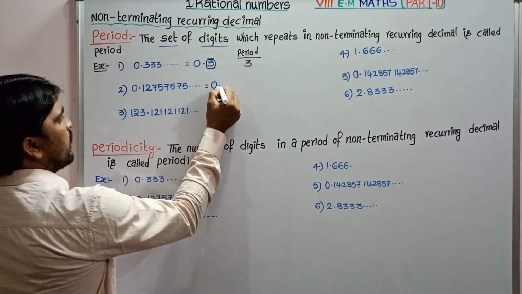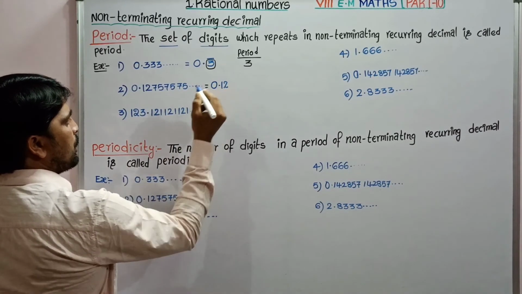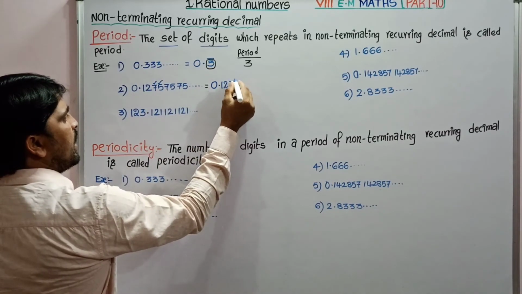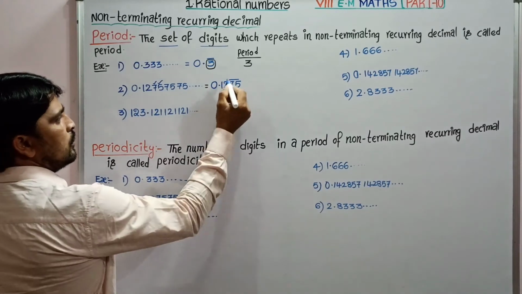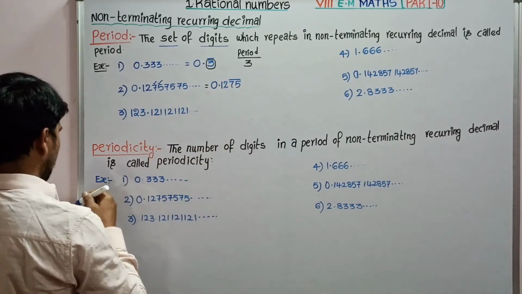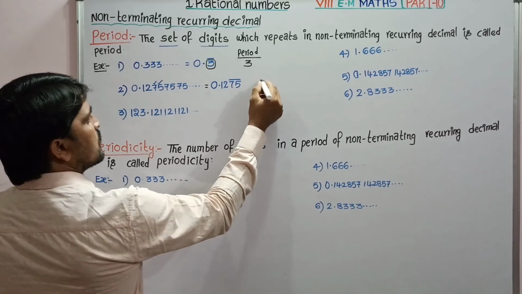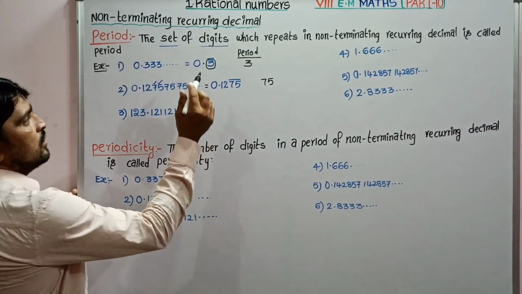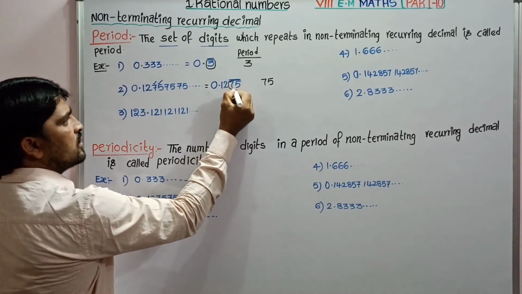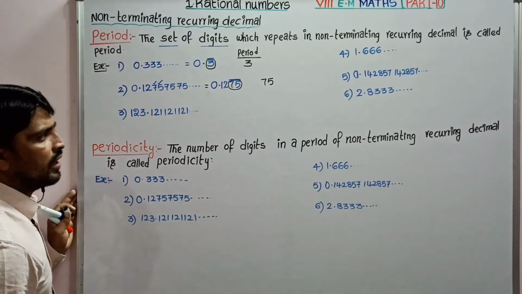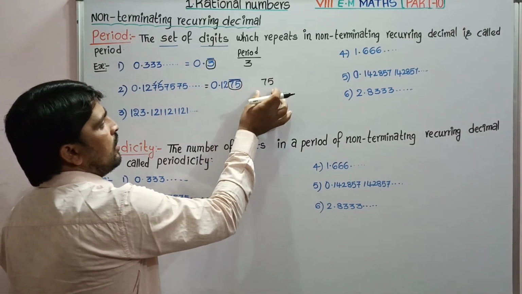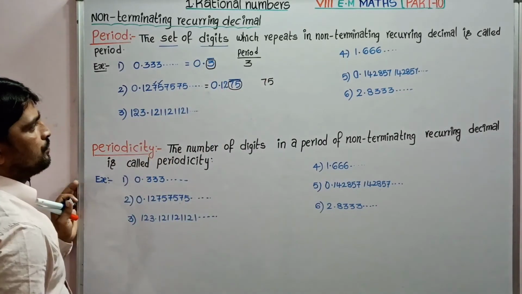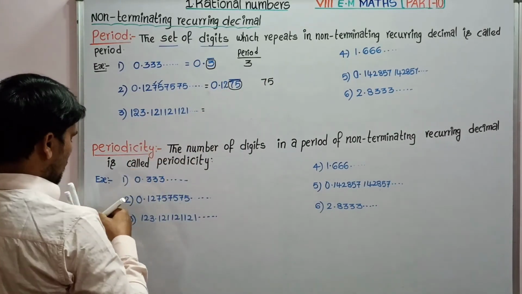Similarly, next, 0.12757575... After the decimal place, 2 decimal places are not repeated, but the next digits are repeated. So it can be written as 0.1275 bar. So the period is 75. The digits under the bar, or the set of digits which repeats in the non-terminating recurring decimal, that is the period of the given non-terminating recurring decimal. So period is 75.